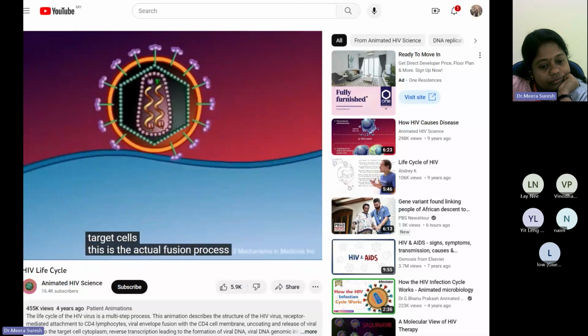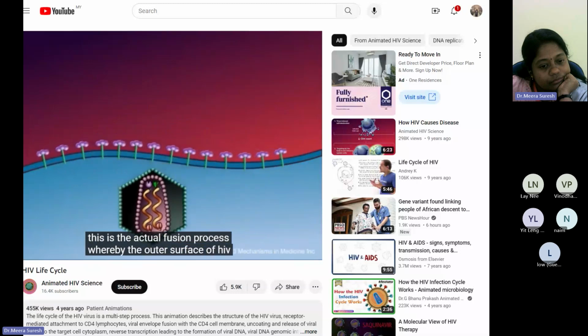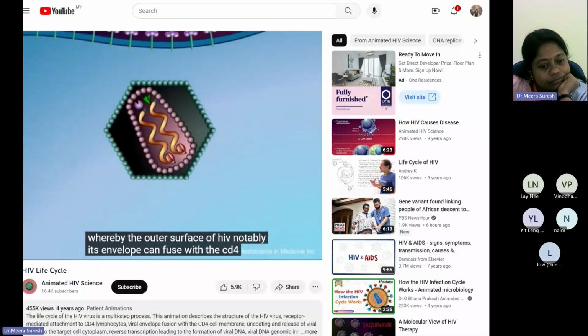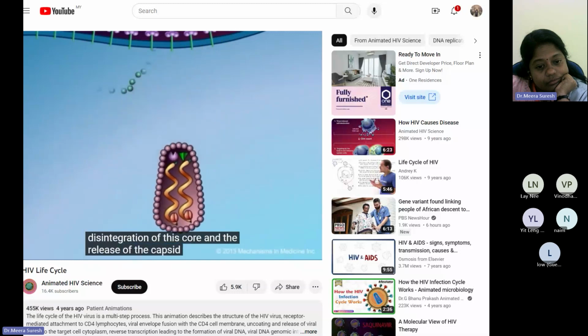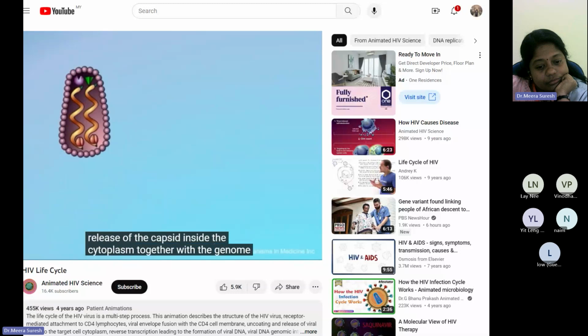This is the actual fusion process whereby the outer surface of HIV, notably its envelope, can fuse with the CD4 cell membrane. And you can see that one of the consequences of this is the entry of the matrix core of the virus into the host cell cytoplasm. The matrix core can actually become uncoated, and this will result in the disintegration of this core and the release of the capsid inside the cytoplasm together with the genome of the virus. That means the viral RNA, as well as associated enzymes, which can now go to work to initiate the process of viral replication within the host cell.